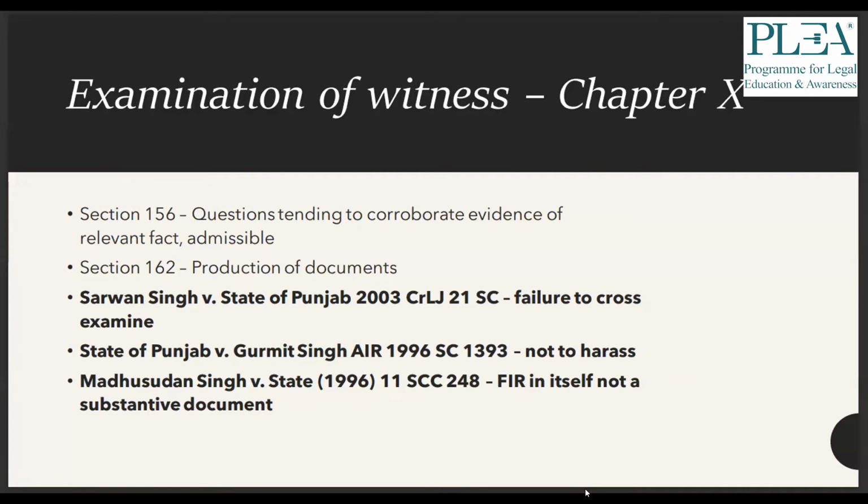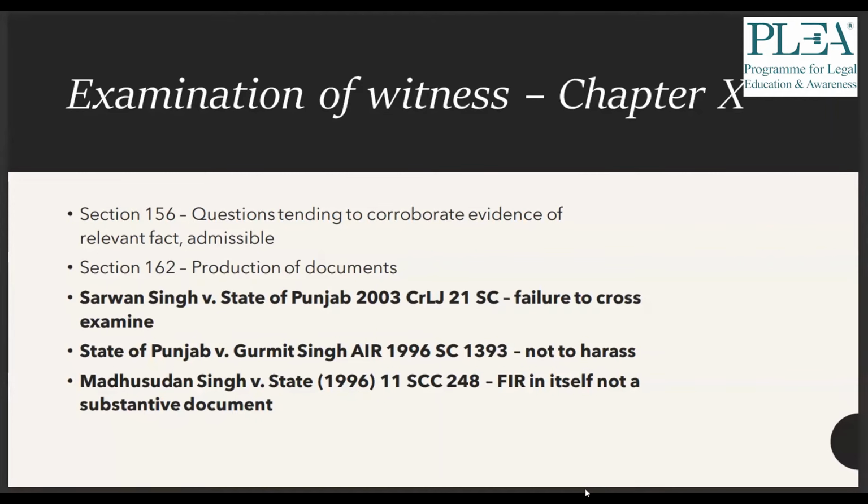I have mentioned 3 cases here for your benefit. Sarvan Singh is a case wherein it talks about failure of cross-examination. You go on asking questions for supporting your case, but the answers come in such a way that it supports the prosecution case. And that's where your cross-examination has totally failed. It's not going in your favor, but in the favor of the state. State of Punjab versus Gurmeet Singh talks about asking questions which are valid, but these questions should not really harass the witness. So you can go through this case.